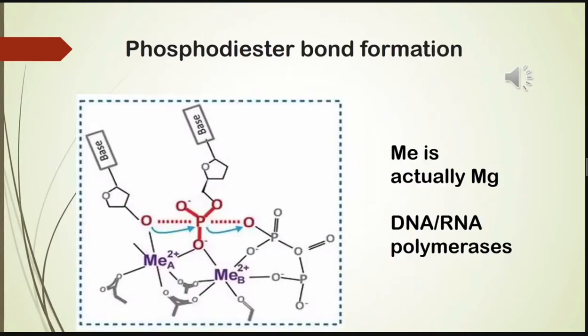Not only is magnesium important for usage of ATP and ADP, but a lot of DNA and RNA polymerases actually contain magnesium. Magnesium in this case is used to position the phosphate groups to enable them to go into formation to form a phosphodiester bond.